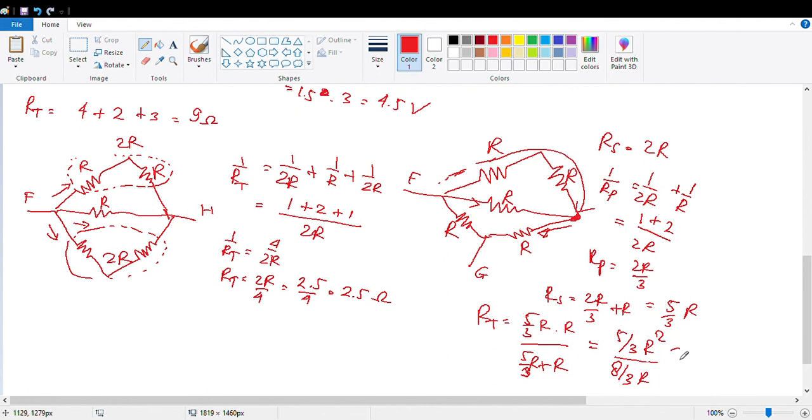I can cross it out. I get 5 over 3 R per 8 over 3. Yeah. So the R is 5, right? 5 times 5 over 8. So the answer is 25 per 8. Then how much is 25 per 8? Yeah, you get 3.125 ohm. Okay guys, if you have a question, please ask me.